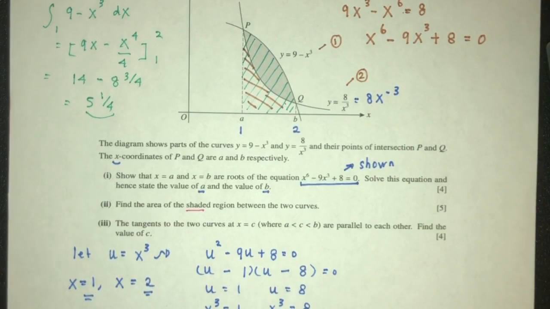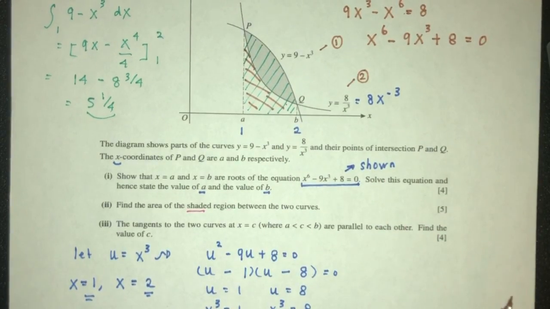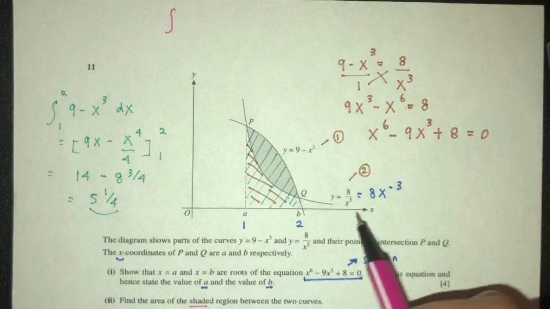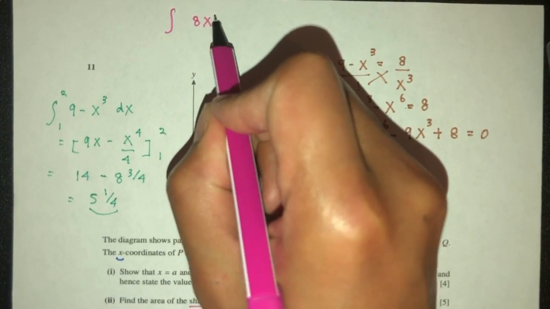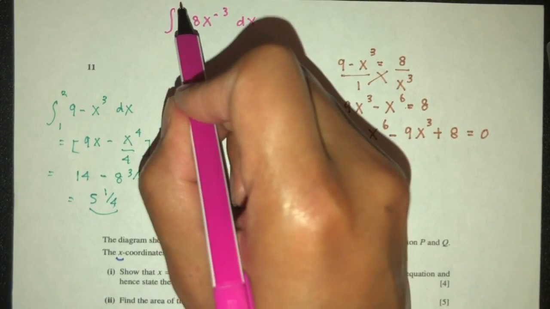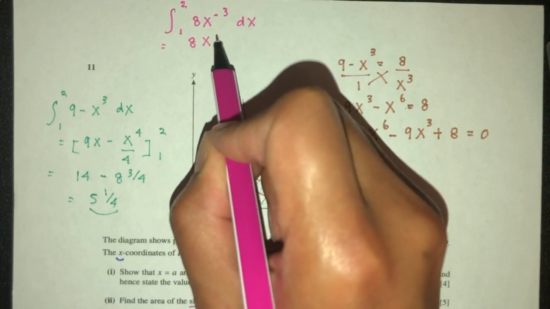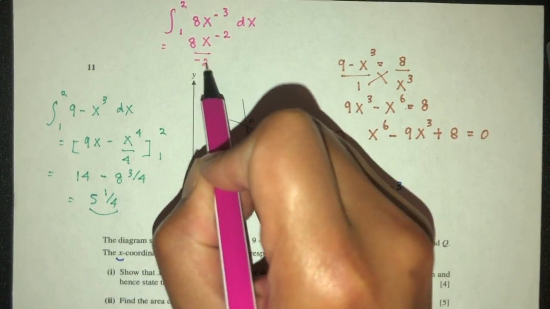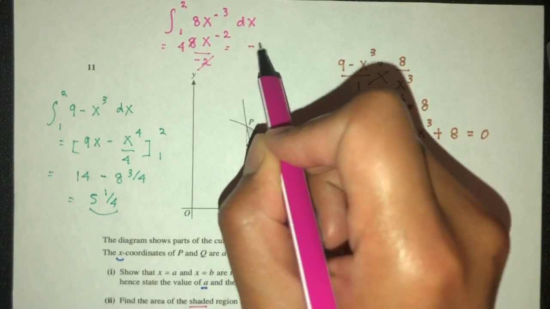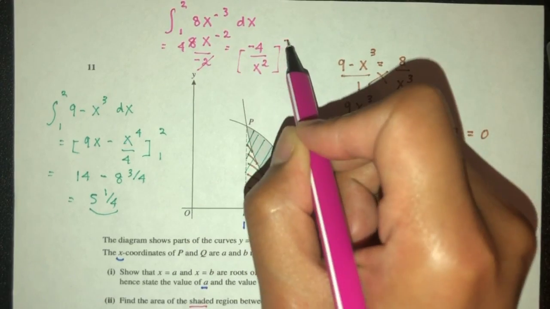Now what is this area? It is simply the area below the second curve. So how do you find area below a curve? You will use, obviously, integration. That will be the integral of 8x power minus 3 dx, this one, right? And limits are 2 and 1, same thing. That should be 8 here. Increase the power by 1, should be minus 2, divided by minus 2. That should be 4 here, and you will have minus 4 over x squared, limits of 2 and 1.